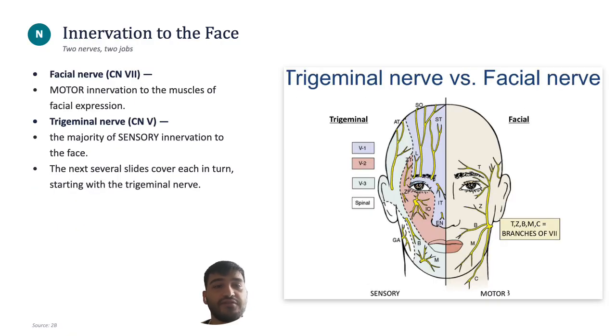And then innervation to the face. So we have the facial nerve, which is mainly the motor innervation of the muscles of facial expression, then the trigeminal, which is the majority of the sensory innervation to the face.